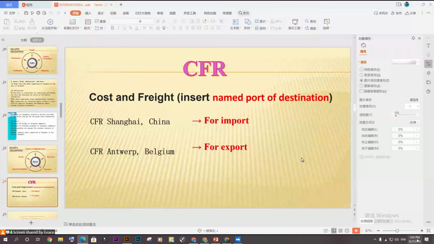Yeah, I hope I don't make you confused, because CFR is different from FOB. Following CFR is the named port of destination, but following FOB is the named port of shipment. So that is different.